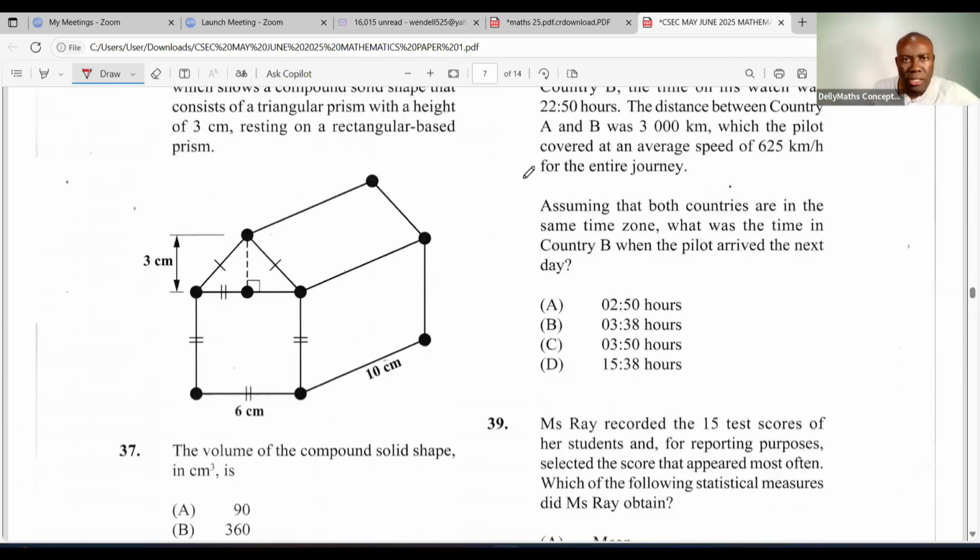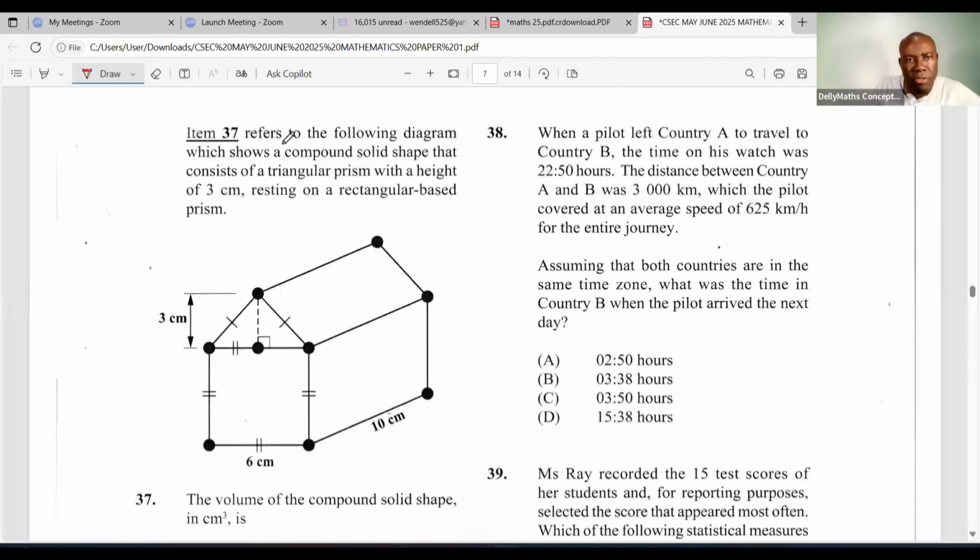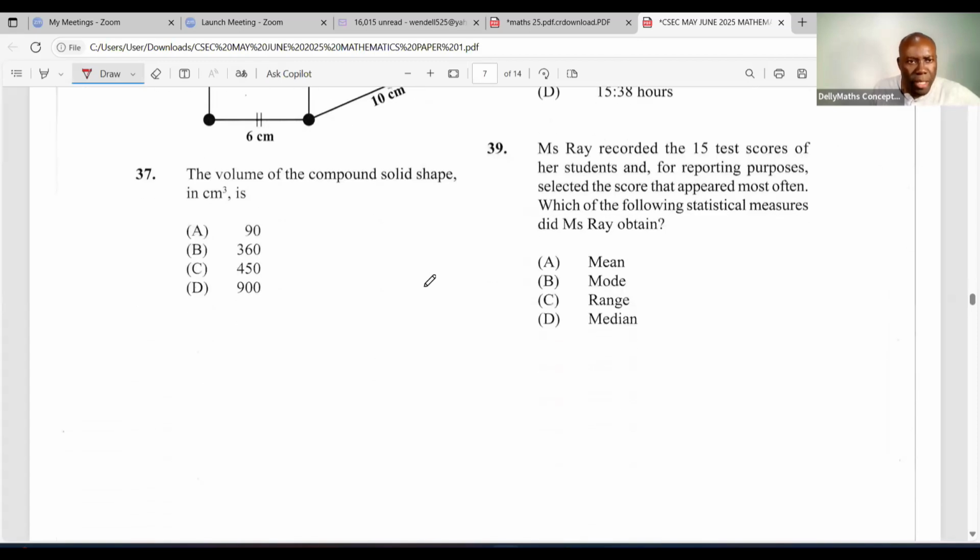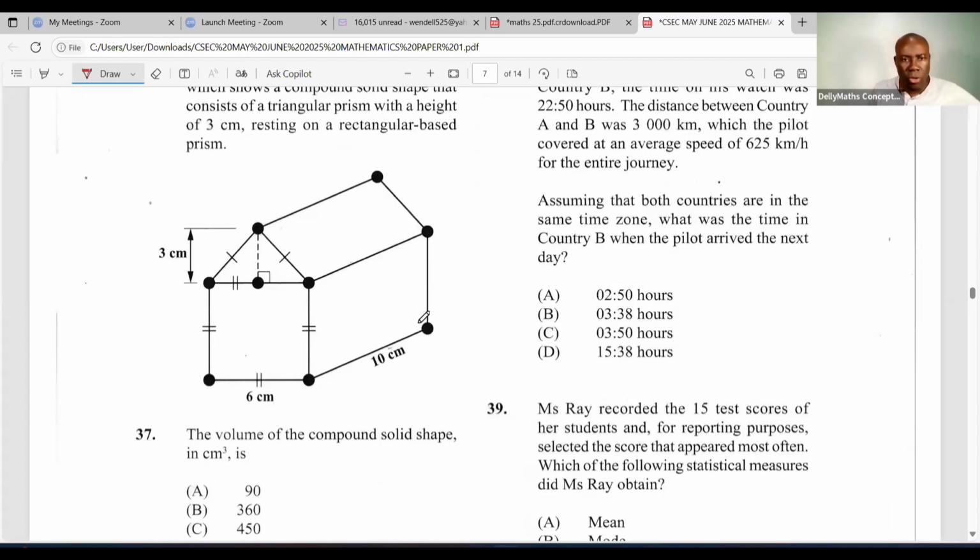37. New question again. So they really come up with a lot of new questions. It says here, item 37 refers to the following diagram, which shows a compound solid shape that consists of a triangular prism with a height of 3 resting on a rectangle. We're looking at the volume of the compound shape. All we're going to do is find the volume. The area of the triangle times the length, which is 10, will give the triangular prism part, and then we find that cuboid down there.